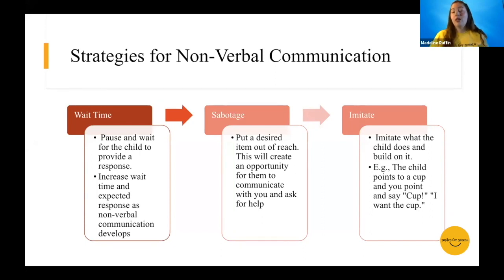And another strategy that I've talked about a little bit before was imitating. So imitating what the child does and building on that. As an example, if a child points to a cup, I would also point to that cup and say, cup, I want the cup, before I give them the cup.